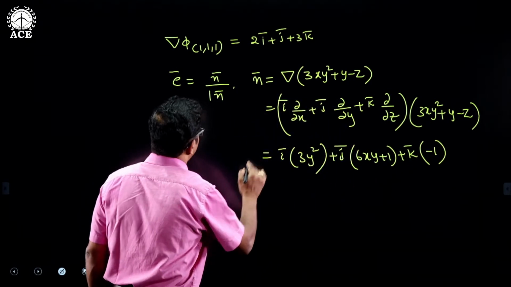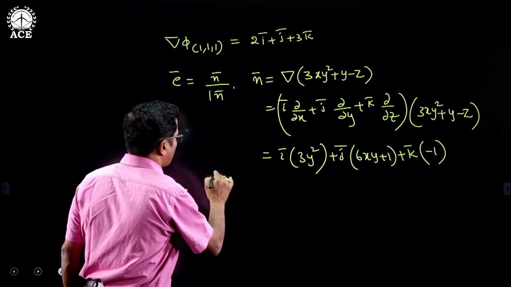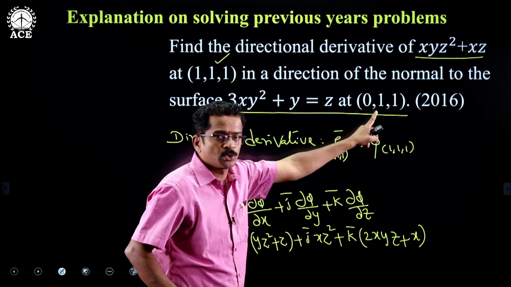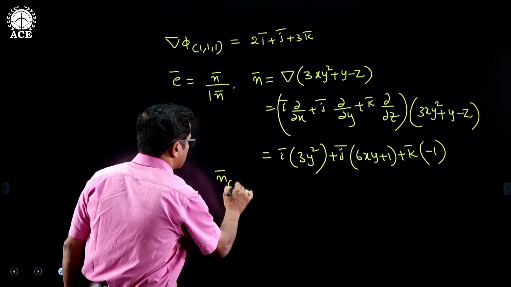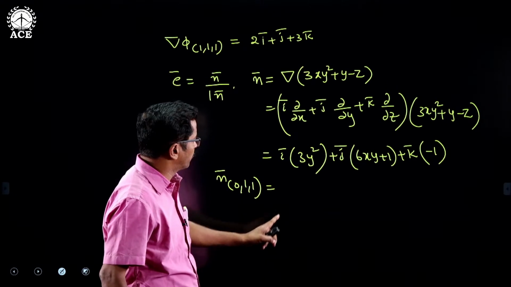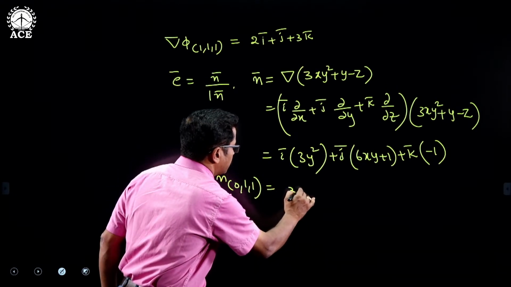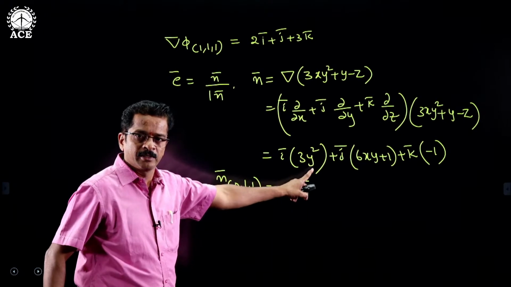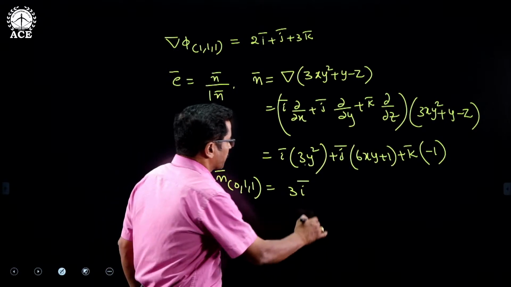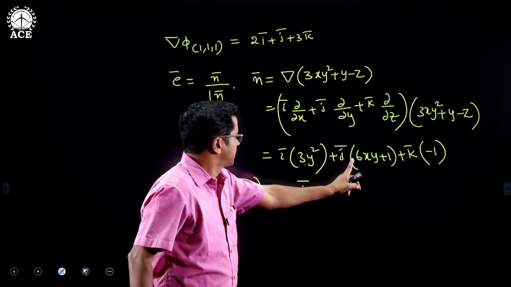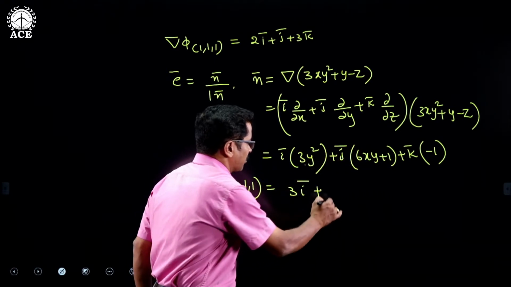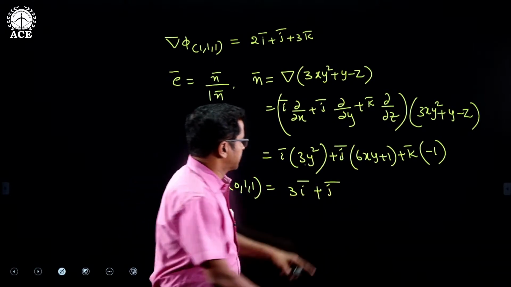Okay, so now I am going to evaluate n bar at the point. What is the point provided? 0, 1, 1. So at 0, 1, 1, when I keep x equal to 0, y equal to 1 and z equal to 1, it is going to be 3 i bar, since 3y square is 3, plus 6 into x, which is 0, so this term is 0, only 1 j bar is left, and minus k bar.